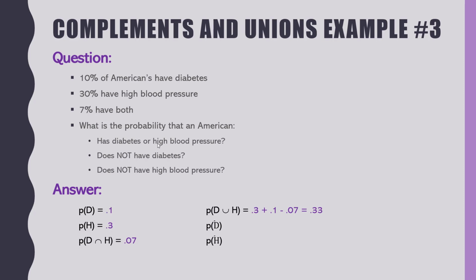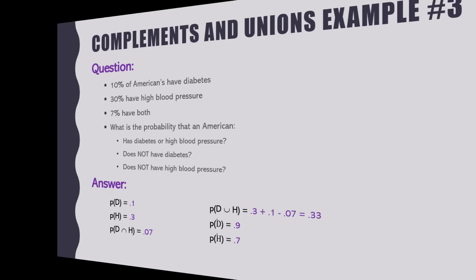Next one, probability of not having diabetes. Well, it's 90%, just 1 minus 10%. And then not having hypertension is 70%, okay? So in other words, I grab a random American off the street, because these are American statistics, and ask, does this dude have diabetes or high blood pressure? If he has both, then he has diabetes or high blood pressure, right? I want to know if this random guy has one of them, and the answer is yes. The fact that he has both, he still has one of them. So that's what this kind of question is asking. Because what's the probability that he has both? We already know, 7%.